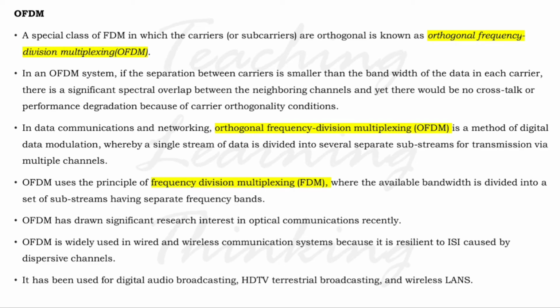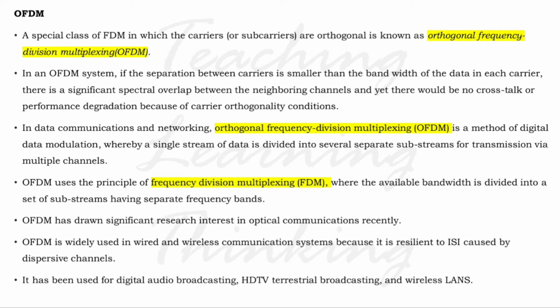And then the last one is OFDM. OFDM is a special class of FDM, frequency division multiplexing, in which the carriers or subcarriers are orthogonal, known as orthogonal frequency division multiplexing, that is OFDM. In an OFDM system, if the separation between carriers is smaller than the bandwidth of the data in each carrier, there is significant spectral overlap between the neighboring channels, and yet there would be no crosstalk or performance degradation because of the carrier orthogonality condition.